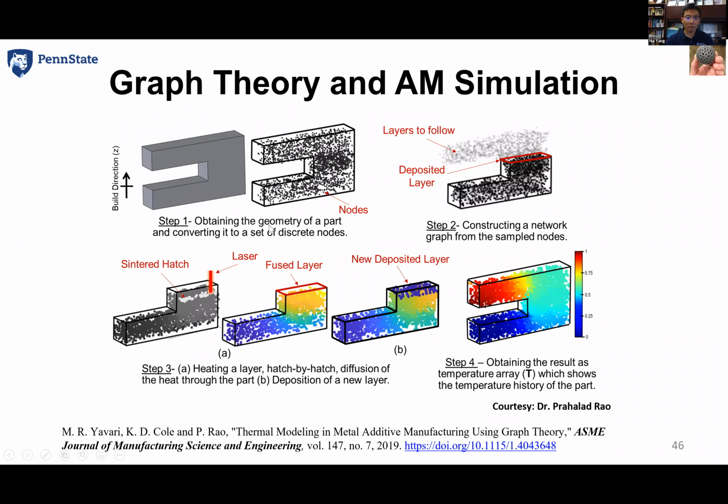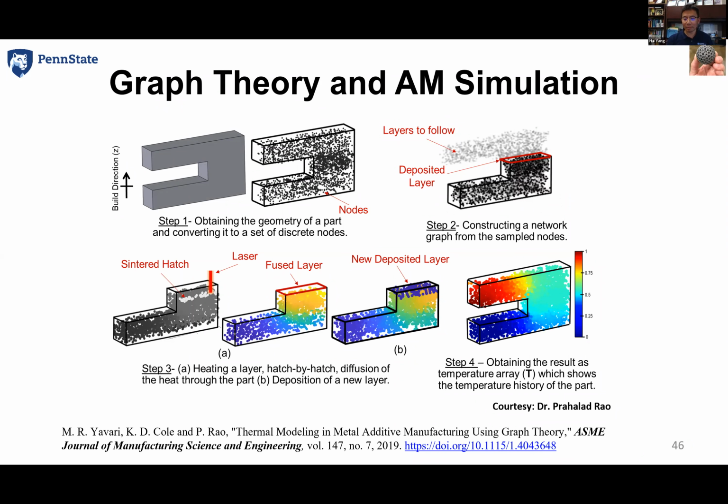So step one, obtaining the geometry of a part and converting it to the point cloud. You see, you have a point cloud. Now you construct a network graph from the sample nodes, and then obtain the results as a temperature array, which shows the temperature history of the part. Then you're heating the layer hatch by hatch, diffusing the heat through the part, and depositing another layer. So this is a very creative idea to use graph theory for the simulation.